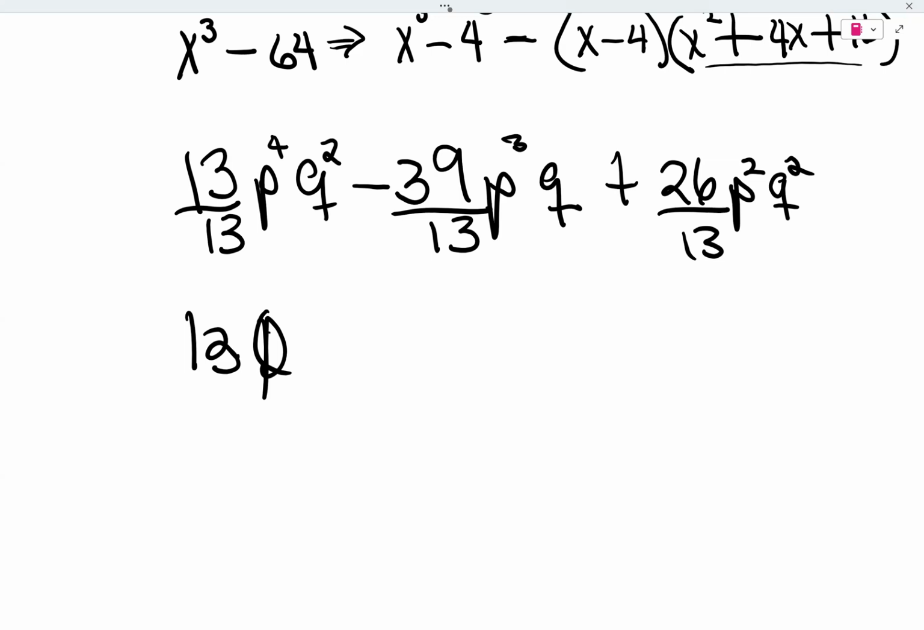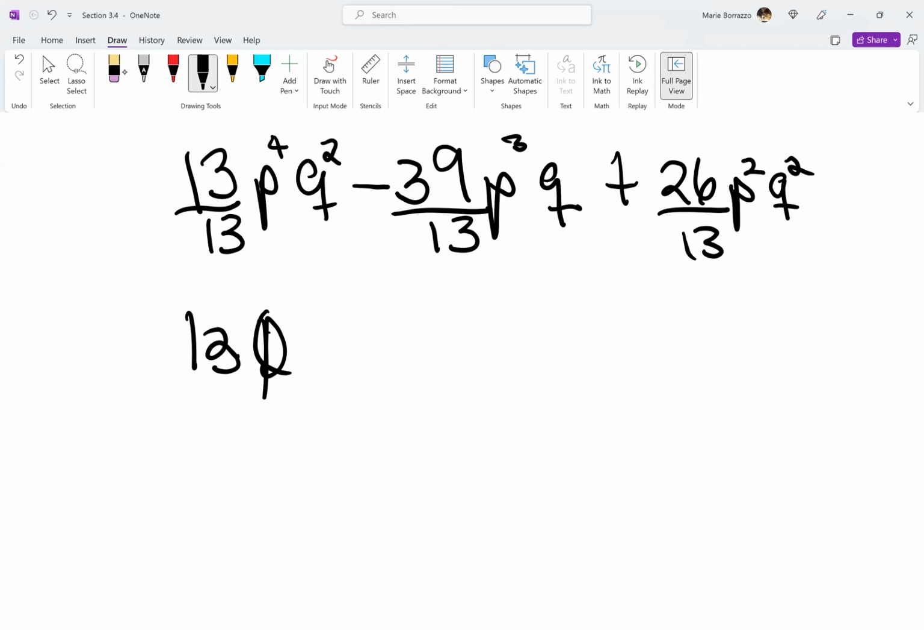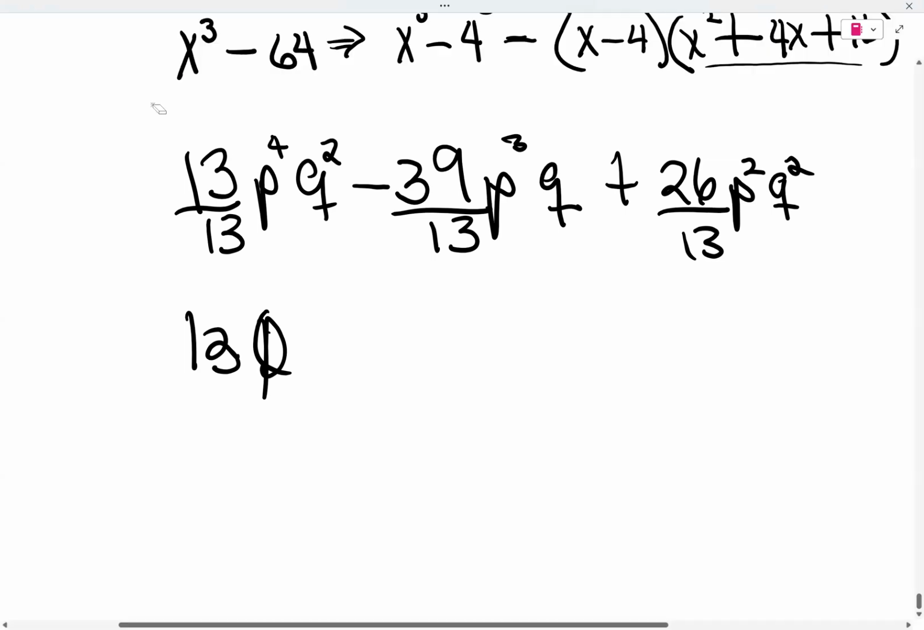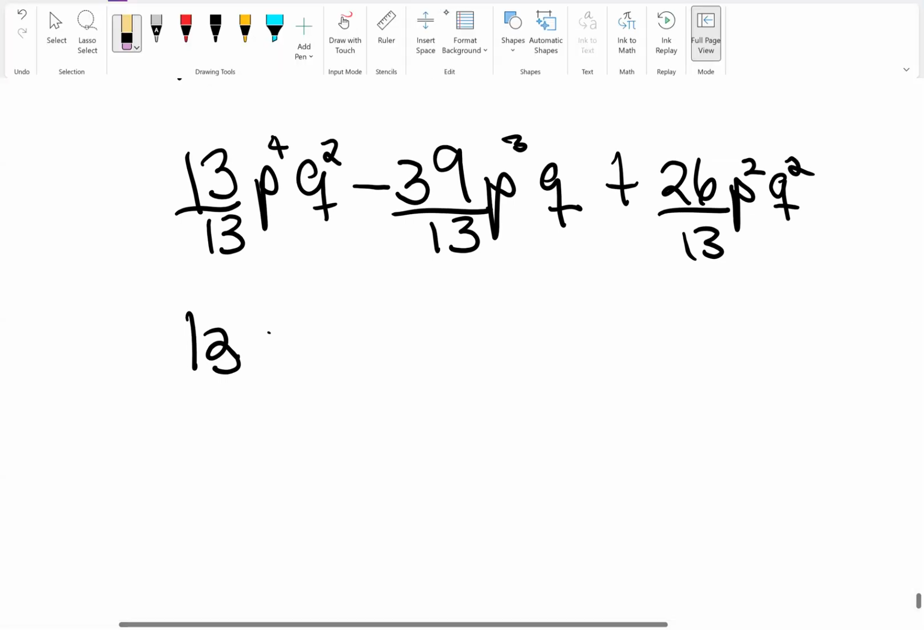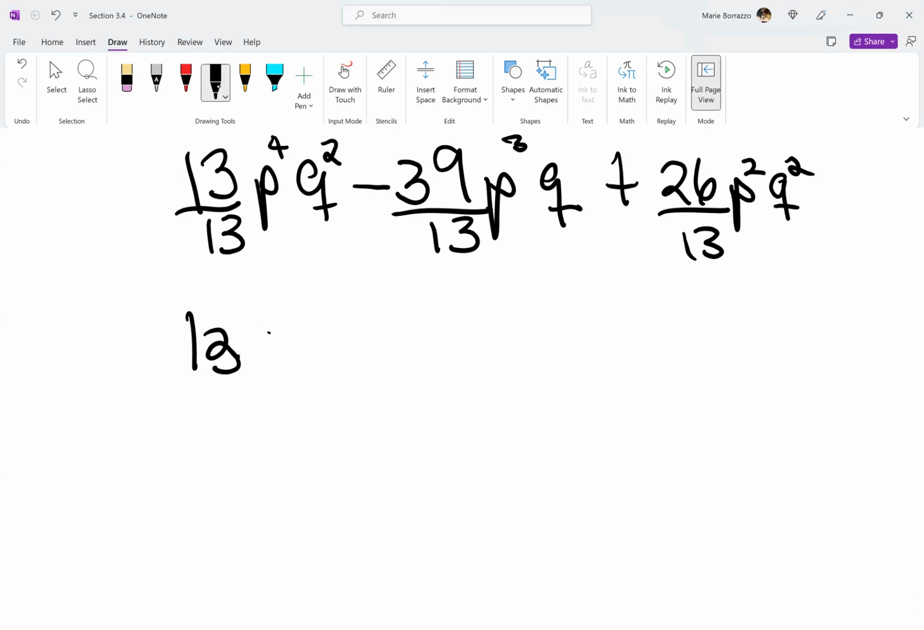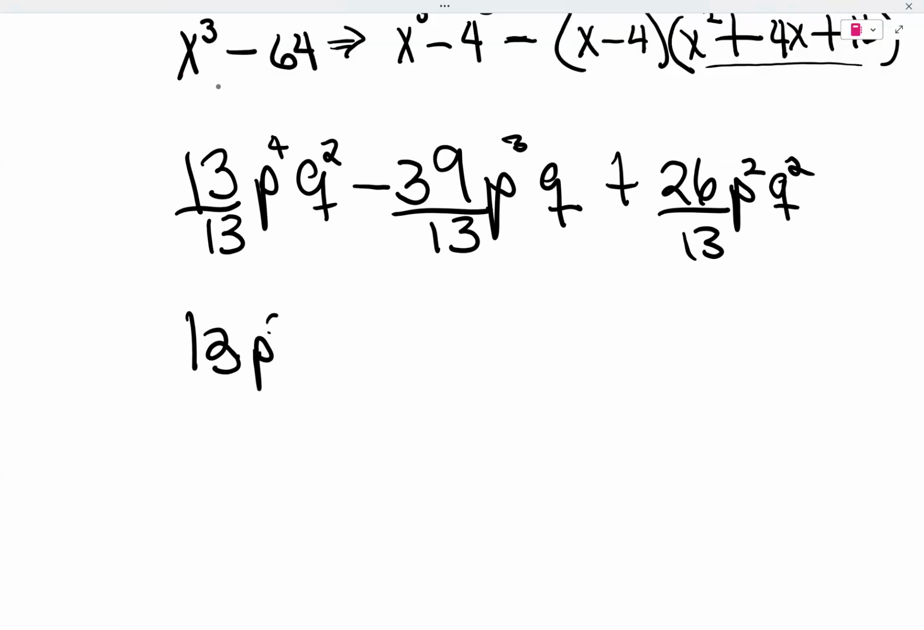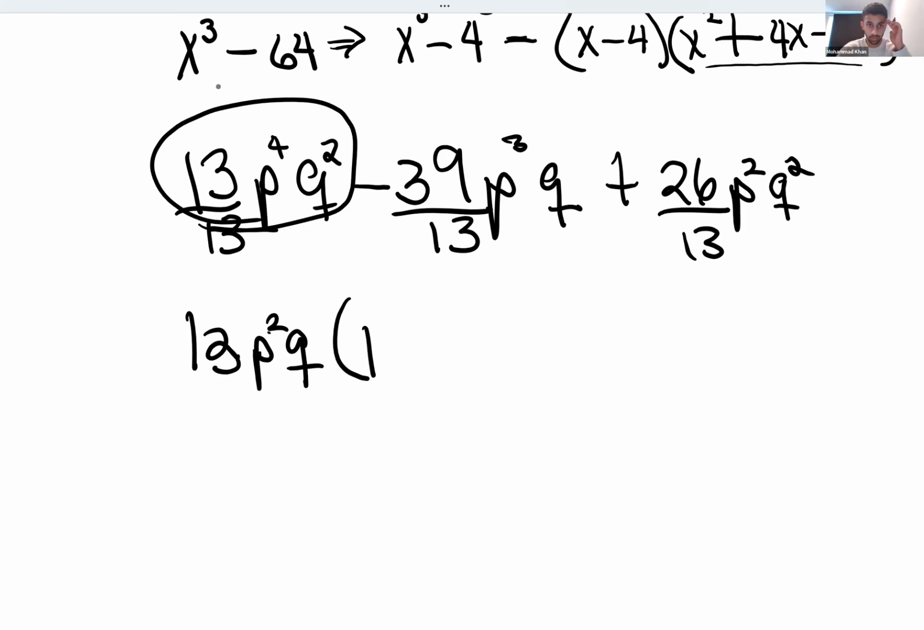So this will be, I'm sorry for the mess, this will be p squared, the smallest power, and q is the only high power. So p squared q. Okay, and now we factor. So what am I missing in this term? What am I missing? P squared q. Just p squared q again. What am I missing here? Just the p.